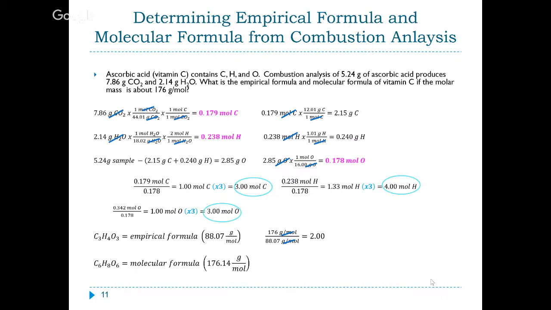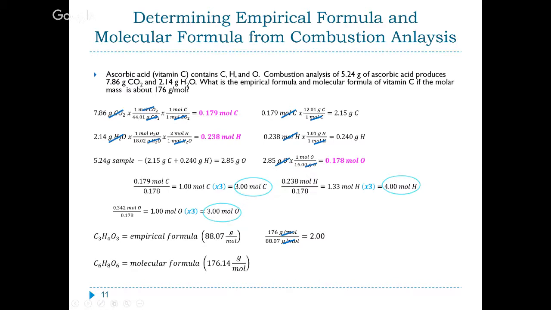So now we have to figure out how many grams of oxygen we actually have. So I'm going to take these moles that I just calculated and go back and find, well, what is the mass of this particular element then? So I use the molar mass of carbon. I multiply by the number of moles I have to cancel those out. So 0.179 moles of carbon equals 2.15 grams of carbon. I do the same thing with hydrogen. 0.238 moles of hydrogen, I multiply by the molar mass. That gives me 0.240 grams.